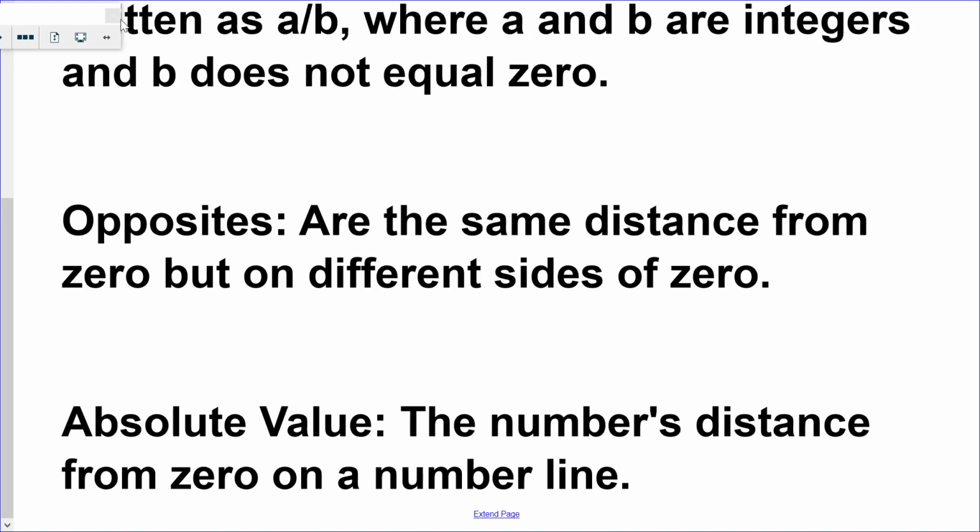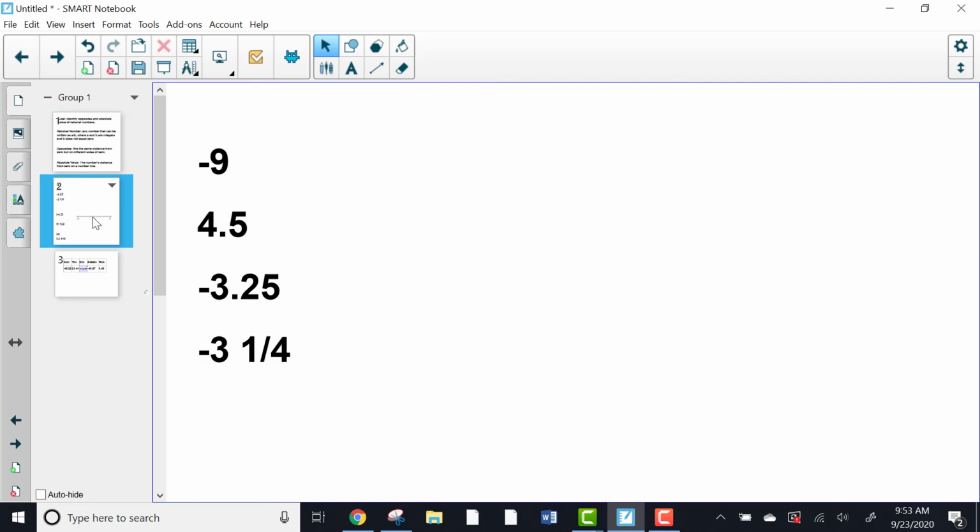And now let's take a look at meeting the goal for the video. Let's take a look at, first of all, the opposites of these different numbers. First of all, you can see I have -9. -9 would be considered a rational number, and it's also considered an integer, but it's not a whole number because it's not a positive number. So we're just thinking about the opposite of -9, and the opposite of -9 would be +9.